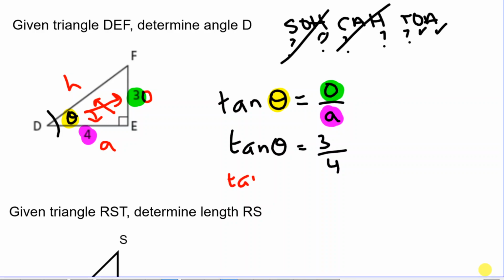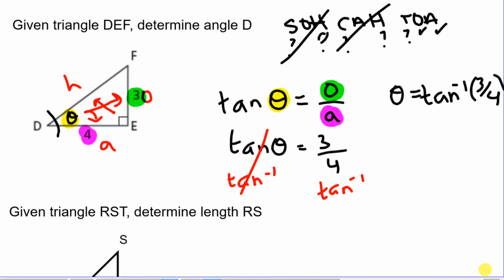And the opposite of that is an inverse tangent. And that's a button on our calculator. So I inverse tangent the left side, that leaves me with just theta. But what I do to one side of an equation, I have to do to the other. So I take the inverse tangent of 3/4.